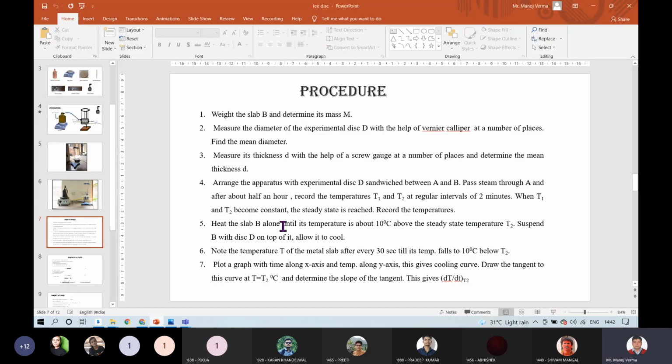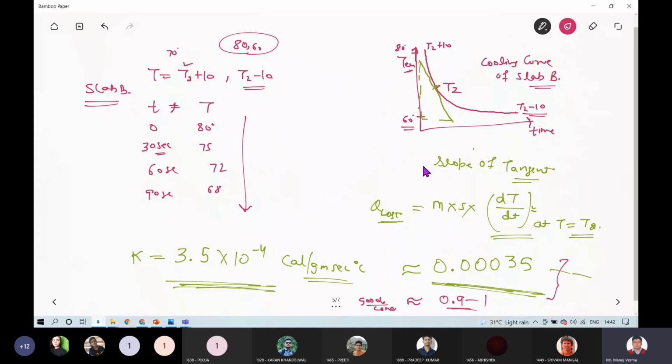This is where we had reached. Now in the fifth point, that is the second part of this experiment, you have to heat the slab B alone until its temperature is about 10 degrees above the steady state temperature T2. Suspend this disk B with disk D on top of it and allow it to cool. Okay, I will again come back to one point that I need to mention now.